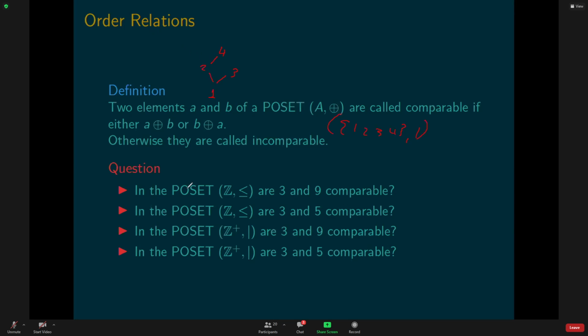Are 3 and 4 comparable? Forget about 5. 3 and 4, are they comparable? No, they are not. But they're definitely elements of this poset, right? Yeah, I can see. Okay, it's okay. Thank you. So, Sena, yes, if it was the real numbers, then everything divides everything. I agree. They would be comparable.